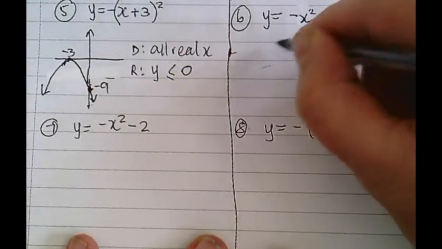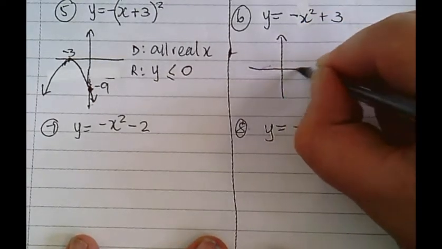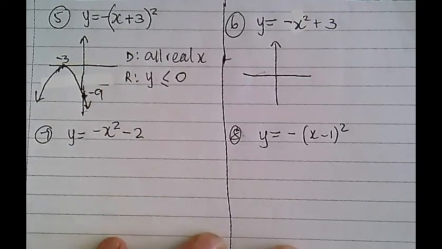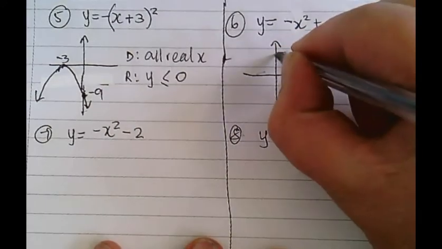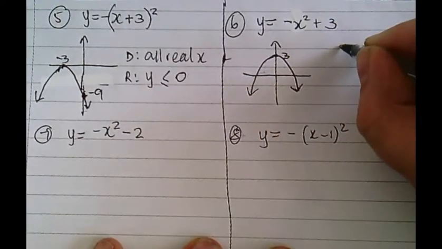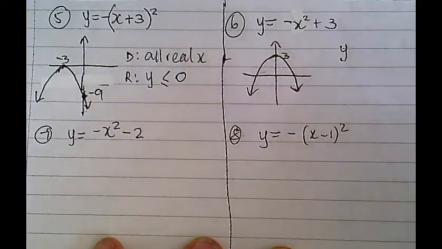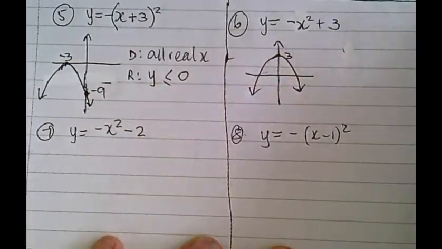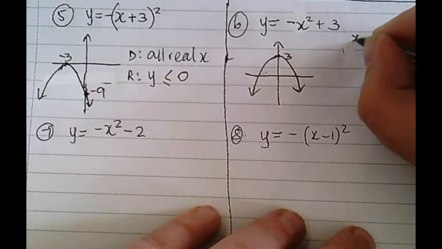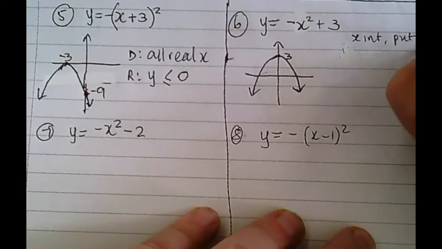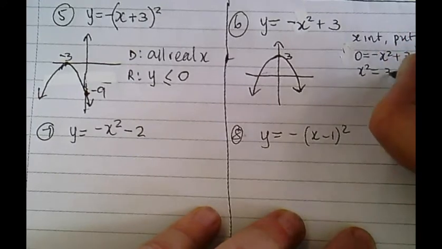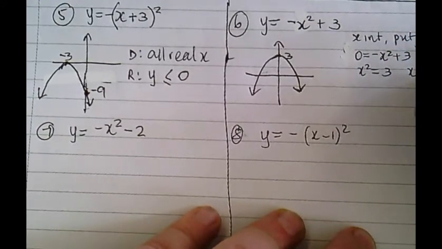This one here, y equals negative x squared plus 3, is a concave down parabola, shifted up 3. Right. Domain. Oh, what are the y-intercepts, do you think? The x-intercepts, sorry. X-intercepts, we're going to put y is 0. Plus or minus root 3.